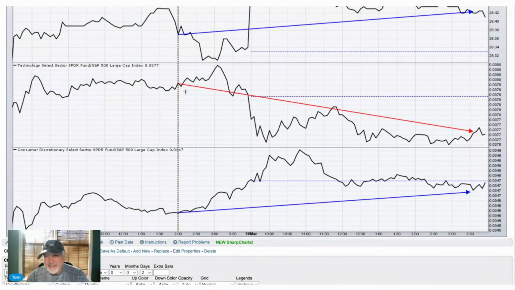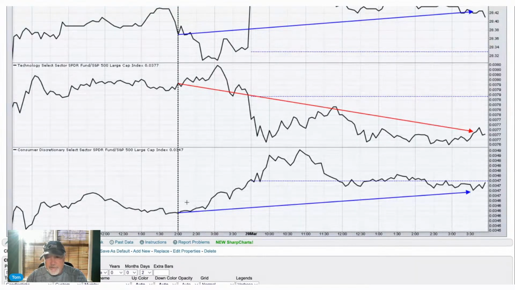Technology. Look at technology relative to the S&P 500. This is 30% of your S&P 500, this sector, and it's underperforming. So that doesn't bode well for the S&P 500. For the S&P to really have a meaningful push to the upside, I think technology's got to play a part. And right now it's still not.